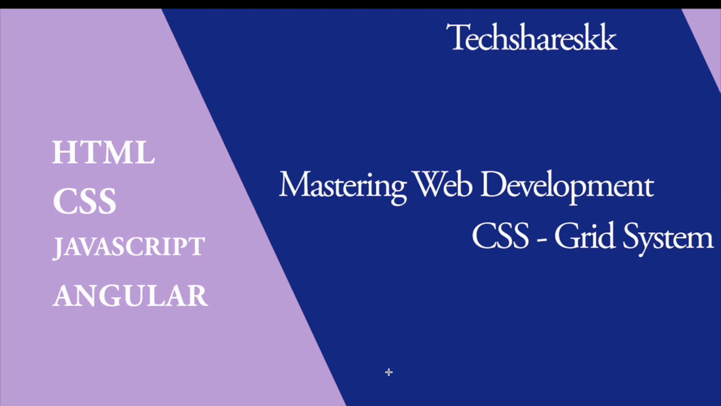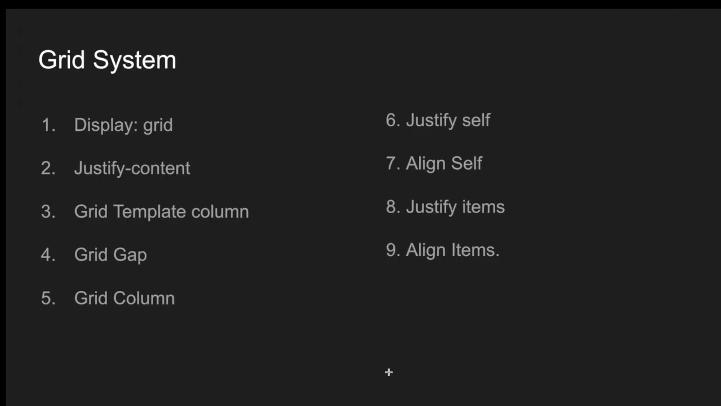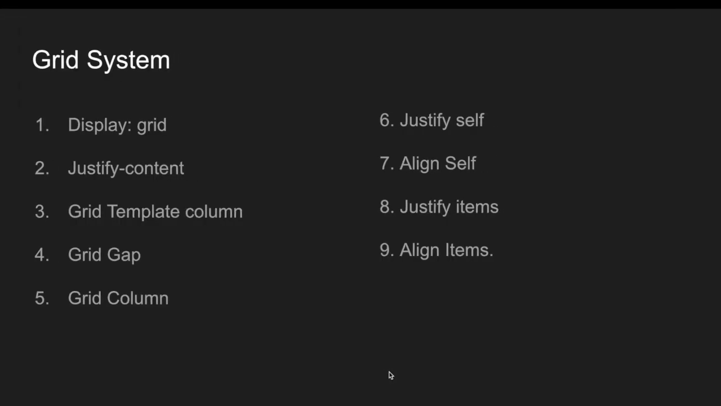So let me quickly jump into Visual Studio Code. Before that, let's go into one more slide to understand what things we cover in this video. In the grid system, we'll cover the display property, justify content, grid template columns, grid gaps, grid columns, justify align, justify self, align self, justify items, and align items. All these concepts we will try to cover in this video with a proper example. First, we'll try to understand the grid system.